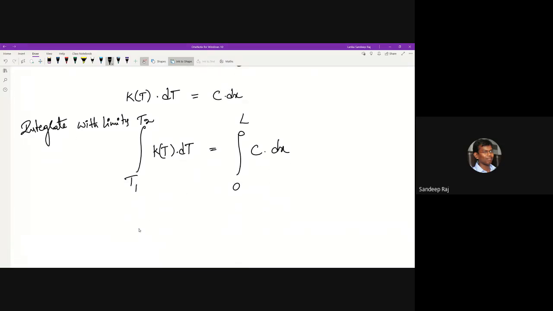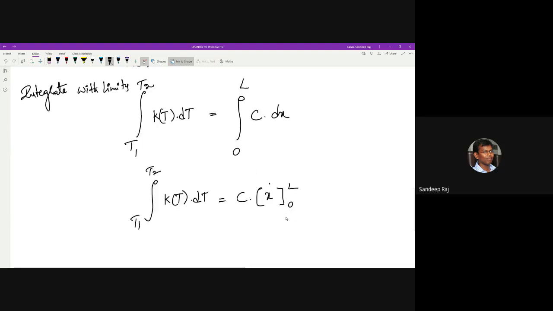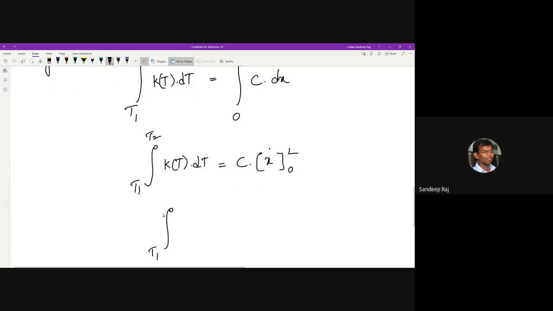On this side, I will leave it like this only: integral T1 to T2 of K of T into dt. On this side, I'll take the integration. I'll keep C aside, and I will take integral dx. Integral dx is x, varying from 0 to L. These are the limits. So integral T1 to T2 K of T dt is equal to C into L minus 0.